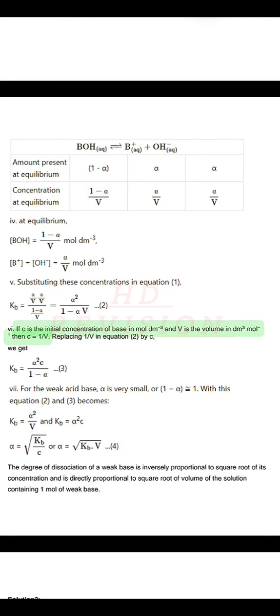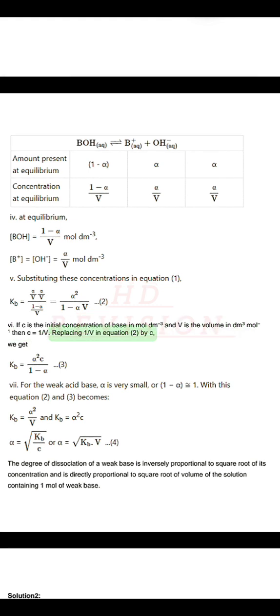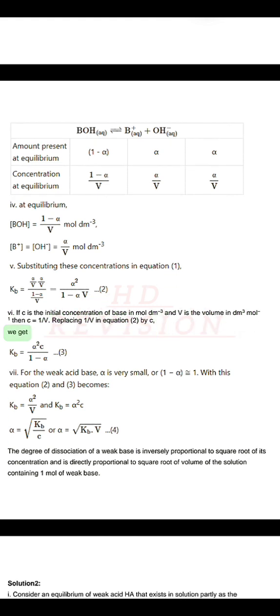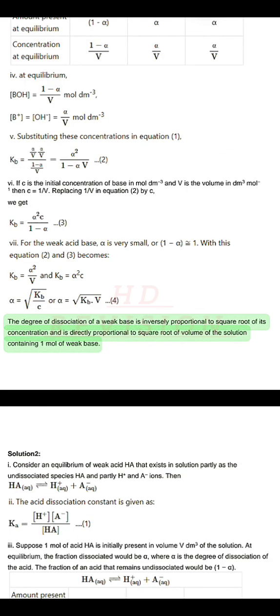If C is the initial concentration of base in mol dm^-3 and V is the volume in dm^3 containing 1 mole, then C equals 1/V. Replacing 1/V in equation 2 by C, we get that the degree of dissociation of a weak base is inversely proportional to the square root of its concentration and directly proportional to the square root of the volume of the solution containing 1 mole of weak base.